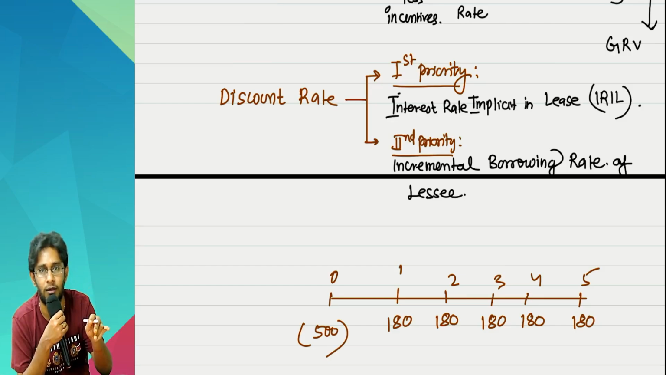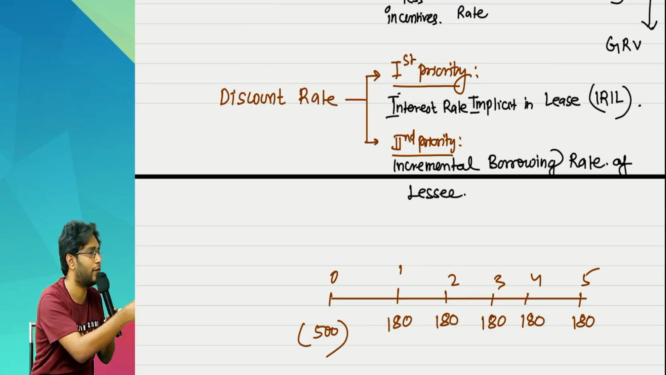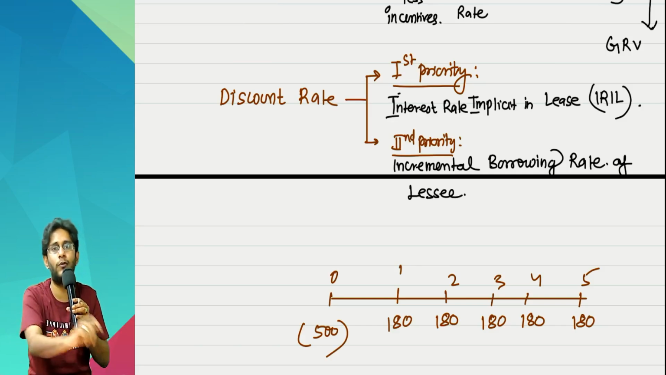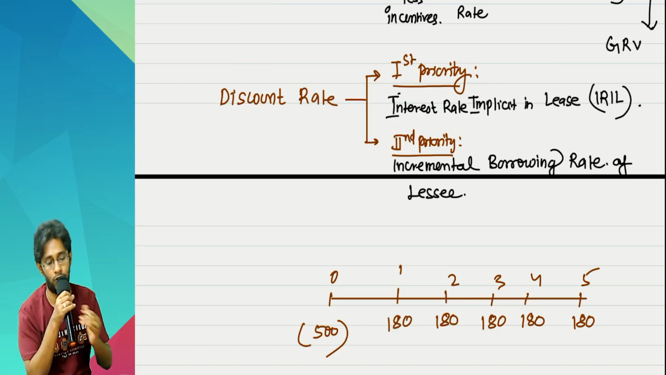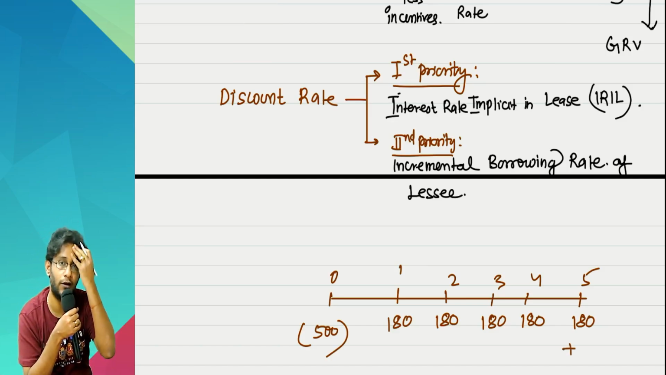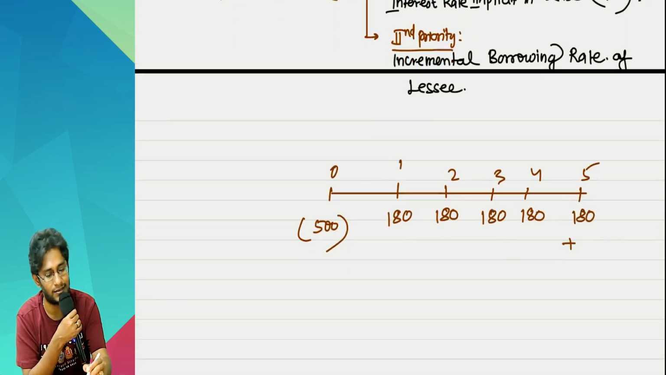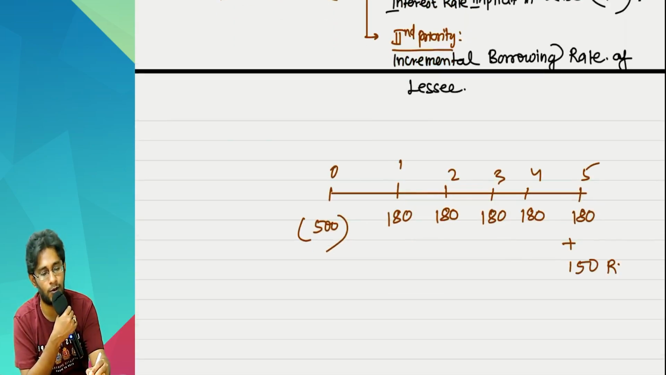You are lessee only, but for 2 minutes come into the shoes of lessor. Lessor today spent 500 lakhs or 500 crores. He gave the asset to you and you are paying 180. Not only this. At the end of 5th year, the asset goes back to the lessor. When the asset goes back to the lessor, the asset will have some value again. Let us say the value towards the end will be 150. This is the residual value.